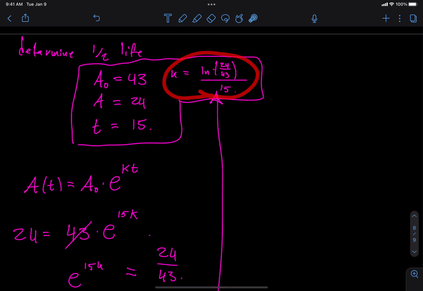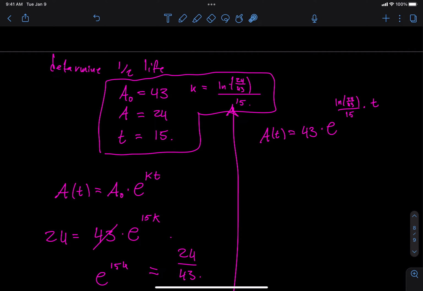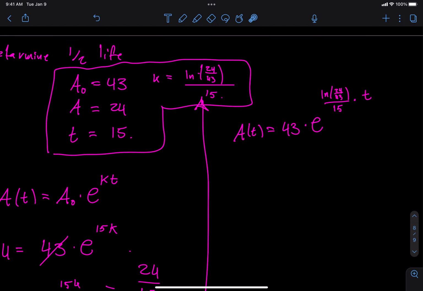With this newfound information, I can give the exact formula of what is A after t years. So A of t is equal to what? A naught is 43, yes? Times e to the ln of 24 over 43, over 15, times t. Okay, I just replace k by k, replace a naught by a naught. How is this going to help me figure out what the half-life is?